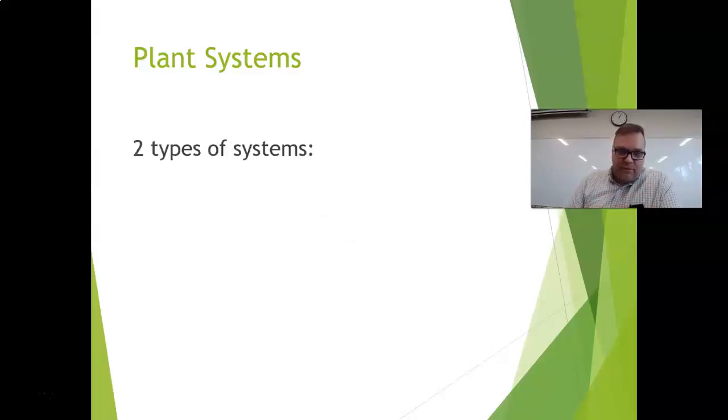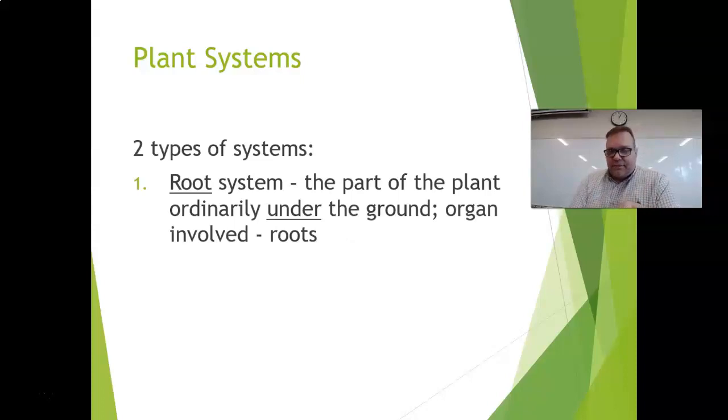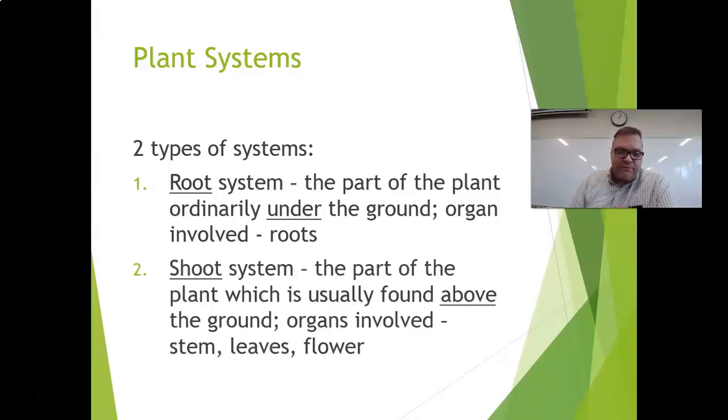Let's give an example of what we're talking about. Two kinds of systems. There's the root system, parts of the plant that are ordinarily under the ground, organs involved like roots. So the main part of the root system is the roots. It could also be a stem that's underground, like we talked about before with the rhizomes and the tubers, that would also maybe be part of the root system.